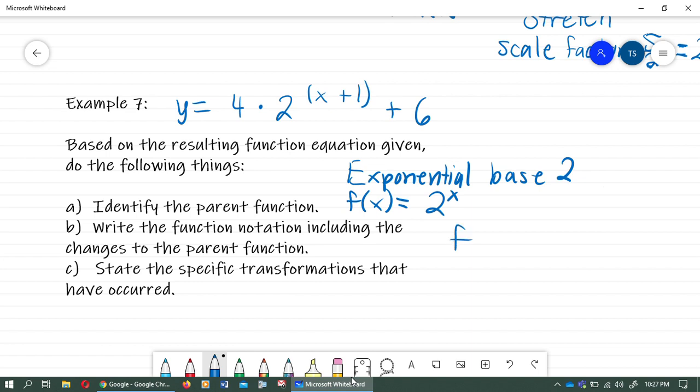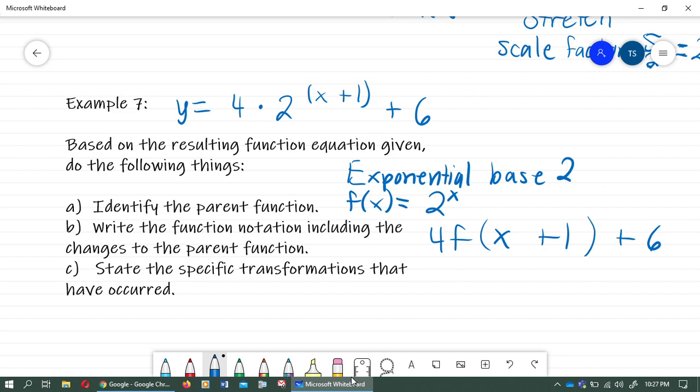All right, so we have changes happening inside the function and outside of this function. The change happening inside the function with the x is the fact that it's adding 1 as part of the exponent. On the outside of the function, it's multiplied by 4. This could be written with the multiplication dot or without it, but that's 4 times. So it's being multiplied by 4 on the outside. And also, it's adding 6 on the outside.